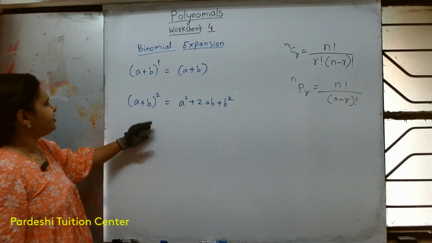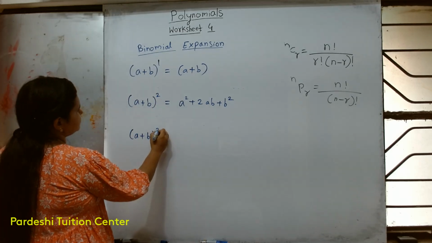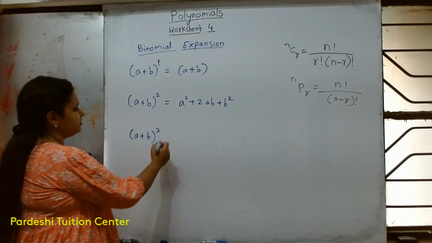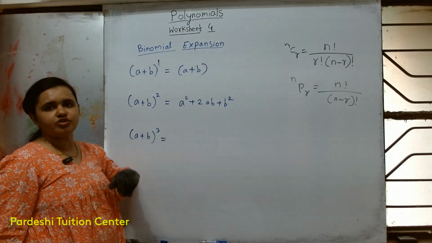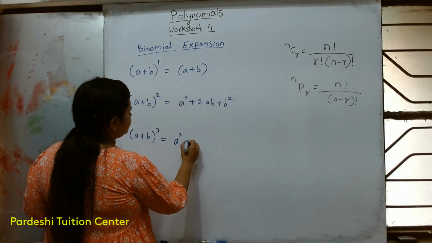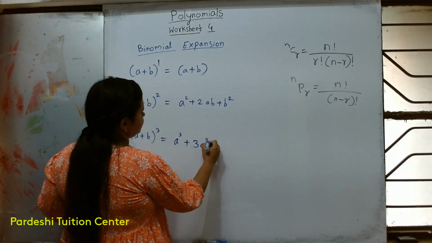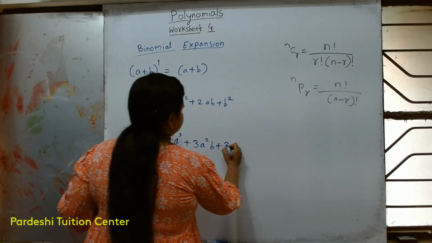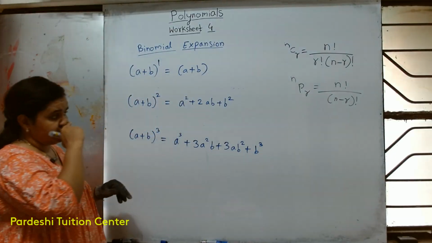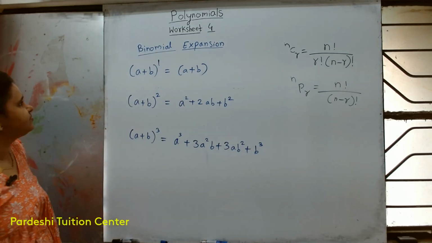Now if I put here n to the power of 3, I have put it as 1, then 2, then the power is 3. So, do you know the formula of a plus b cube? It is a cube plus 3a square b plus 3ab square plus b cube. Now we will check in the form of combination.